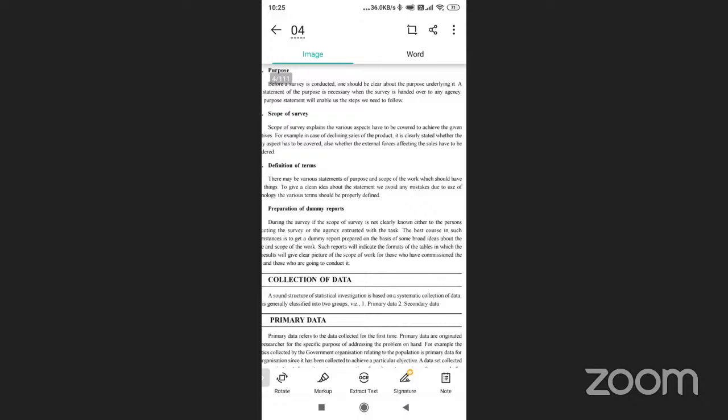Number of unemployed girls in Hyderabad city or Hyderabad district, whatever you can say, that is the plural example. Now coming to the definition of statistics. Statistics means collection of data and applying scientific methods.